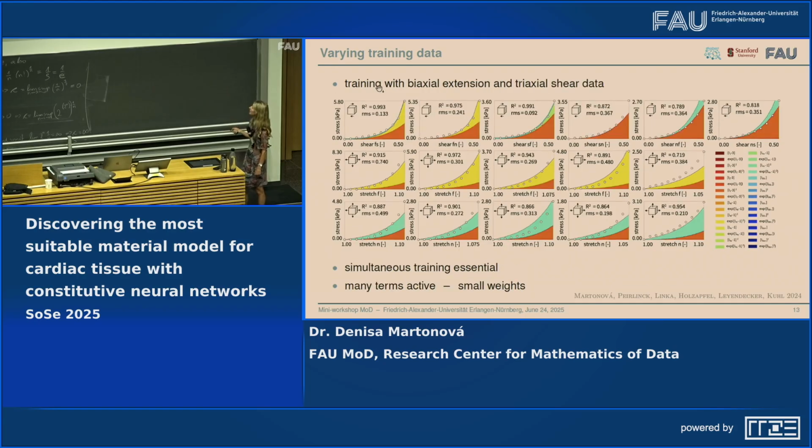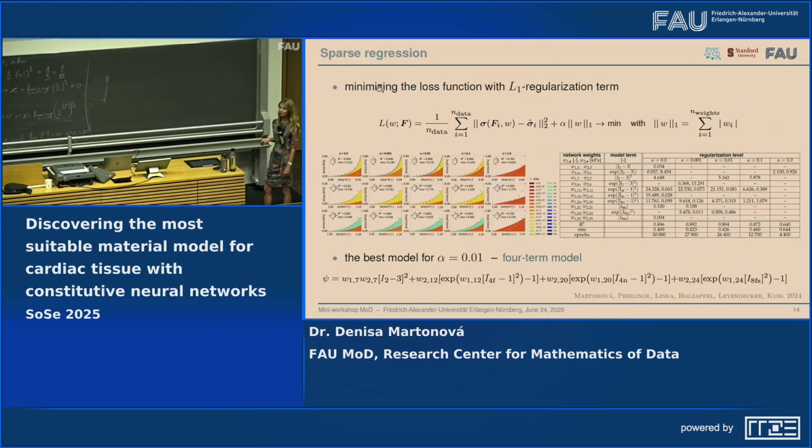So in a third step, we train simultaneously on all the data we had, from biaxial experiments and shear experimental data, and now we could obtain pretty good fitting results. However, if you look closer, for example here on the first line, third column, you see that some colors are just very little present. So this means that some terms are maybe not so important. So we have to introduce some regularization in our minimization problem.